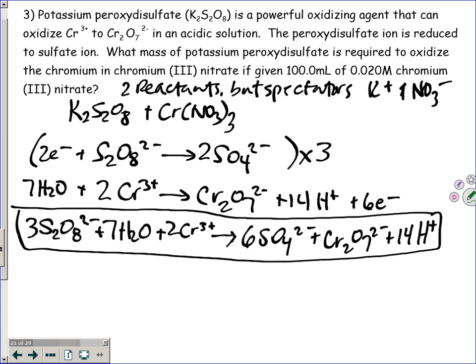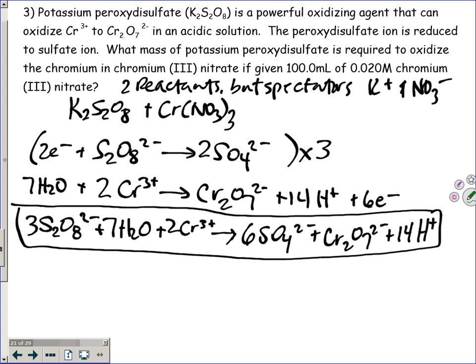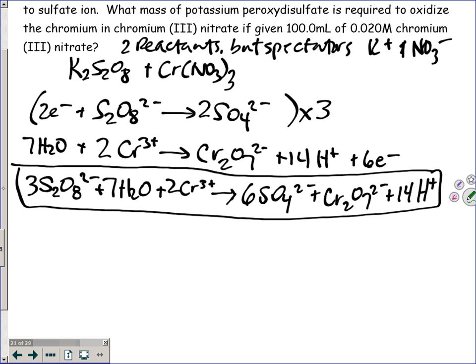So starting back up here. What mass of potassium peroxydisulfate is required to oxidize 100 milliliters of 0.2 molar chromium 3 nitrate? Okay, so we're using the full quantity, the full identity, which is why we have to recognize the ion internal ratio back to itself. So where do you guys want to start? With potassium peroxydisulfate? That's the question, right? But you don't start with that. Think about it. We're talking about 100 mils of 0.2 molar chromium 3 nitrate.